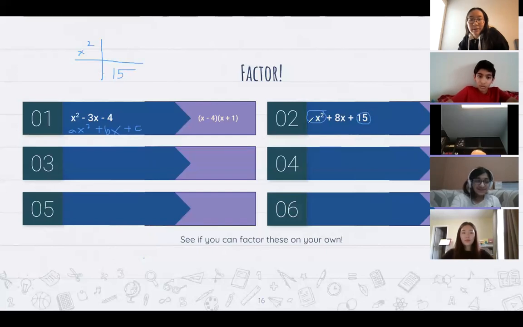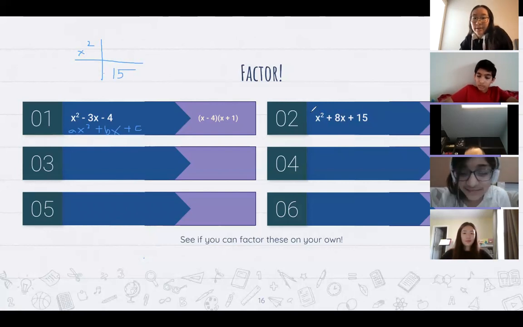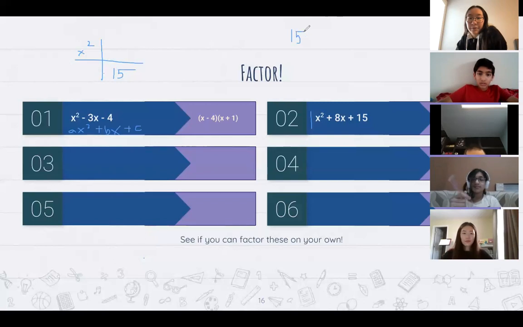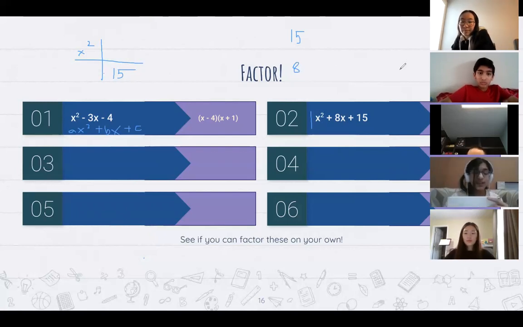Okay, so you put x squared into the top left and 15 into the bottom right. Now we have to do A times C. Remember, A here is going to be 1, C is 15, and 1 times 15 is 15. Now we have to find factors of 15 that add up to 8. Has anyone found those? Yeah, 3 and 5.